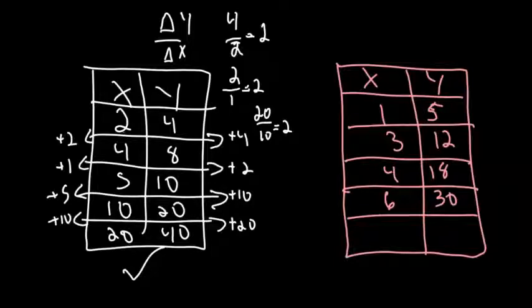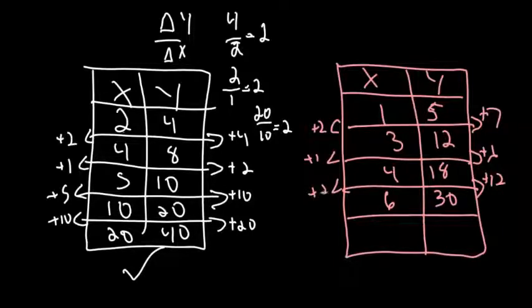So let's look at the next one. So we have our changes. So 5 to 12 is plus 7, 12 to 18 is plus 6, 18 to 30 is plus 12. Then do the same thing for my x's. 1 to 3 is plus 2, 3 to 4 is plus 1, 4 to 6 is plus 2. So I'll start with the first one, so I'd have 7 over 2. And then the next one would be 6 over 1.